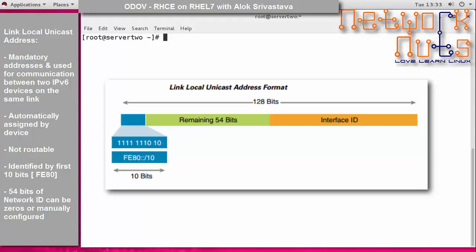and the next 54 bits of the network ID can be zeros or can be manually configured, and the last 64 bits are again the host ID, which is the same. It can be the MAC address.